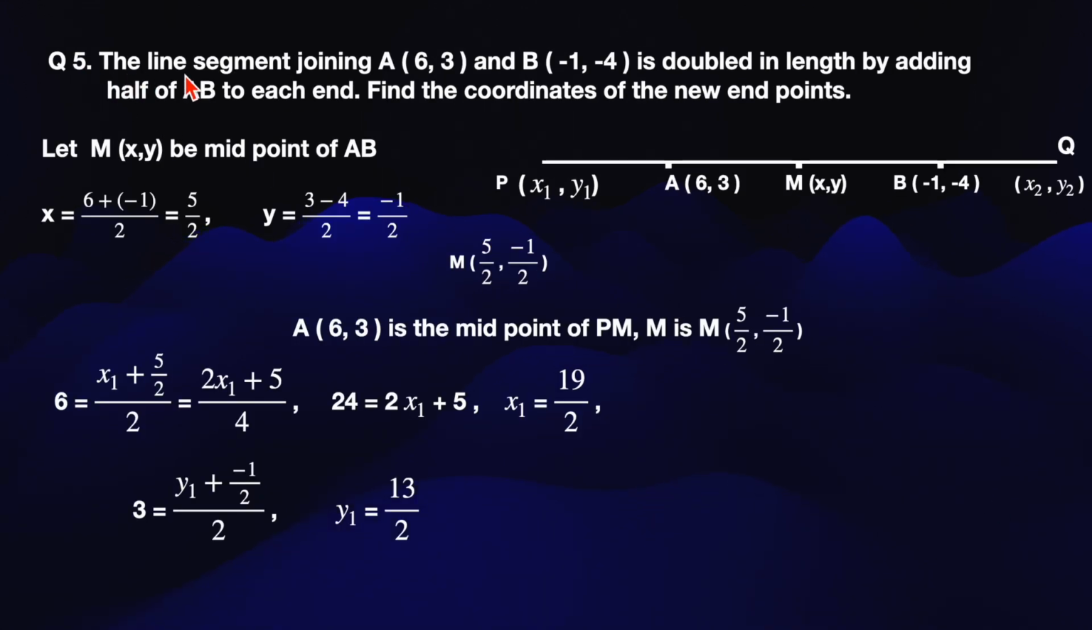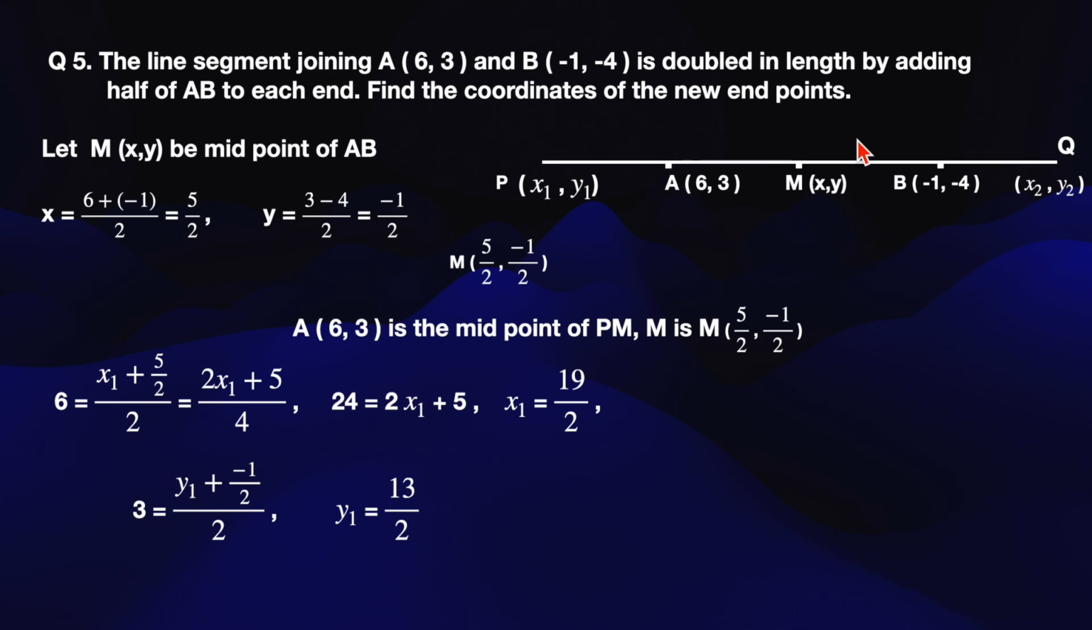Question 5. The line segment joining A (6, 3) and B (-1, -4) is doubled in length by adding half of AB to each end. Find the coordinates of the new endpoints. Okay, so here is the line segment AB. Now what they have done is half of AB they have added on this side and half of AB on this side. Okay, and you get the points P and Q. They are asking us to find the coordinates of P and Q.